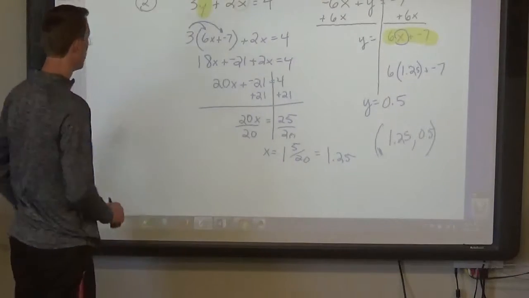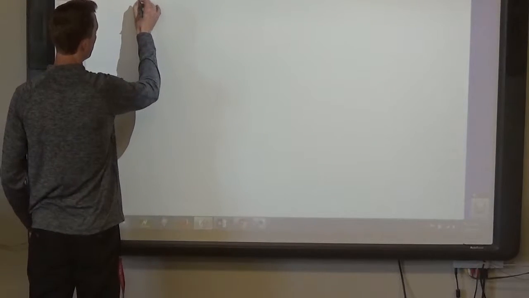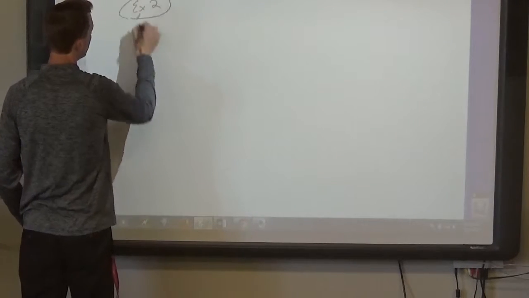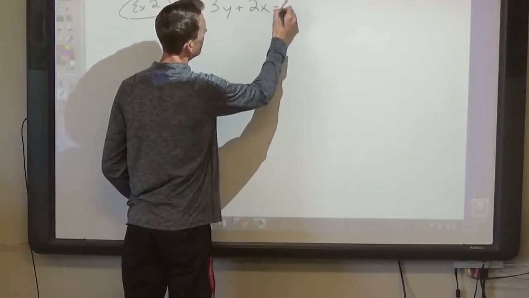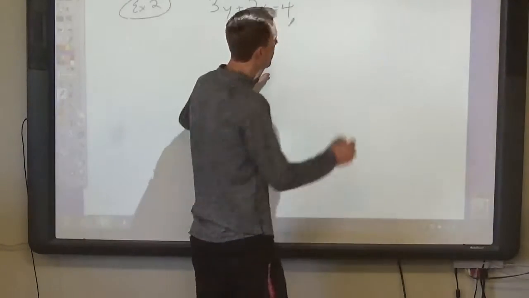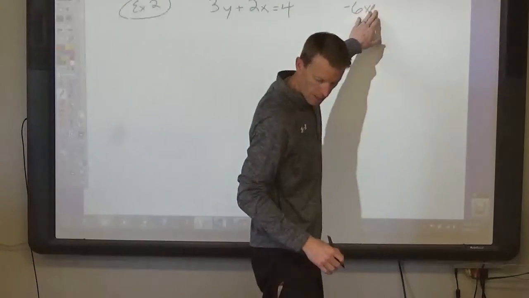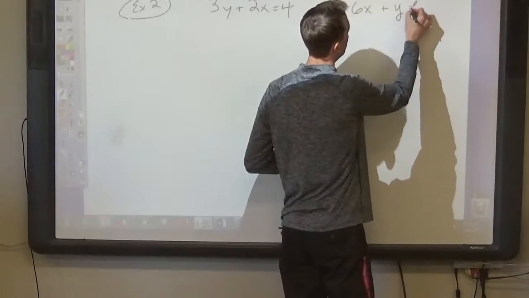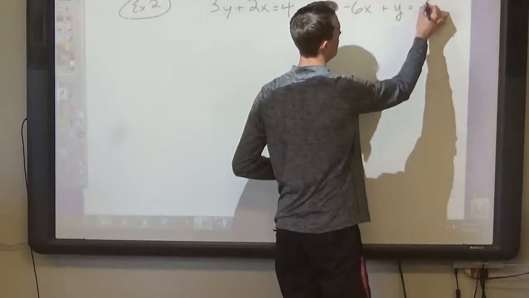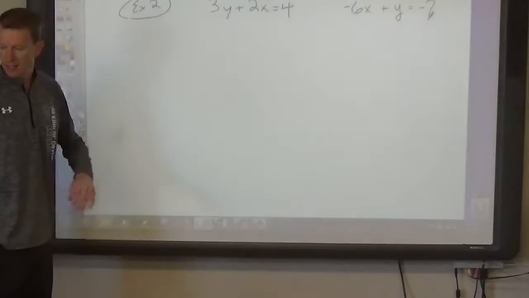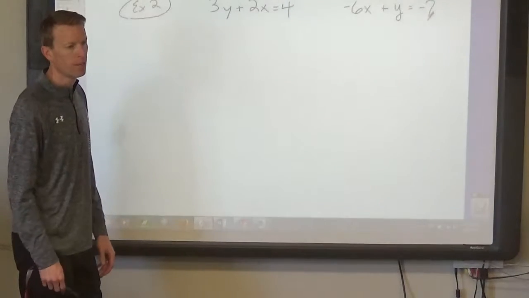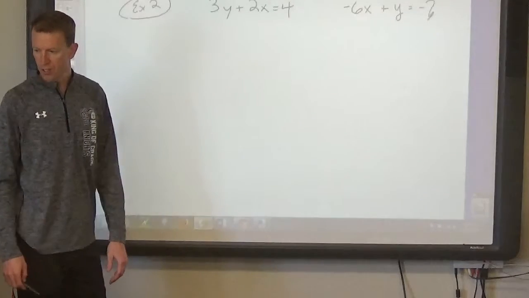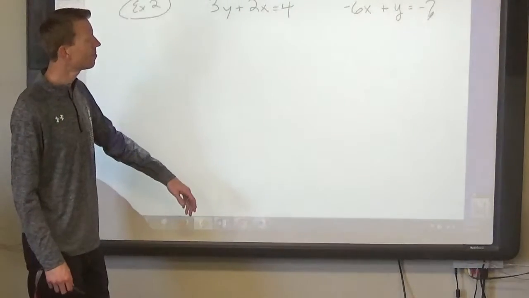This is example 2. This is also in the book. So 3y plus 2x equals 4, and negative 6x plus y equals negative 7. Now remember, we're going back to our procedure. I said sometimes you're going to have to solve for one of the variables. Are either of these solved for a variable? No, we're going to have to solve one of them for a variable. Which one would be the simplest one to solve for a variable? 3y plus 2x equals 4.